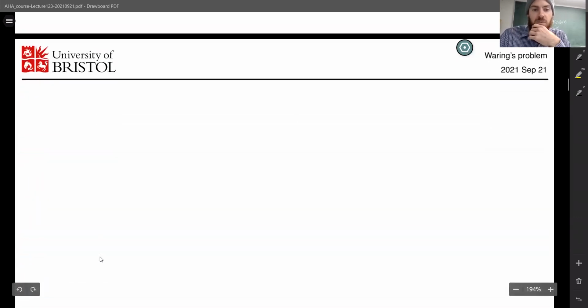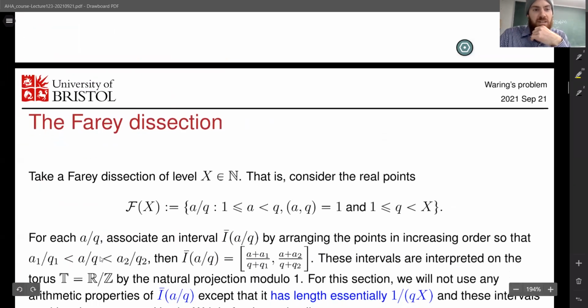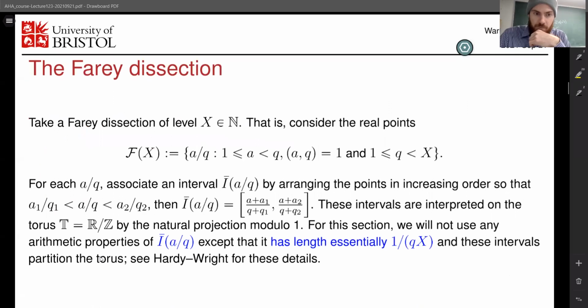Okay, so that was what we covered last time, and then we started getting into the Farey dissection. So the Farey dissection for us is just going to be a convenient way to chop up the unit integral, right? So we have R mod Z, which we are identifying with 0 to 1, the fundamental domain from 0 to 1.